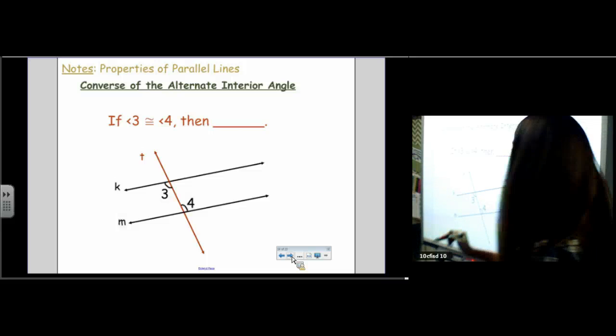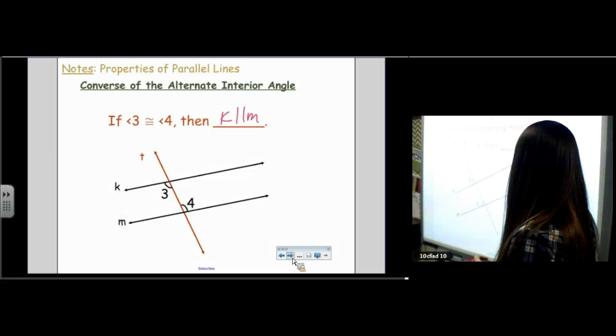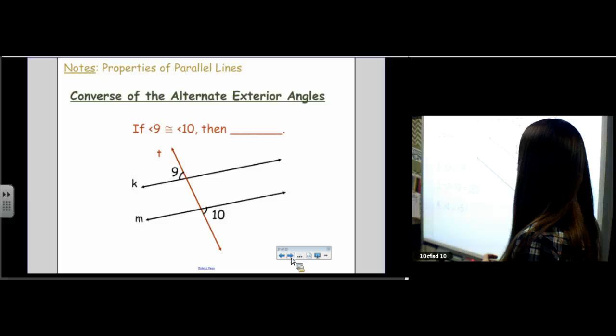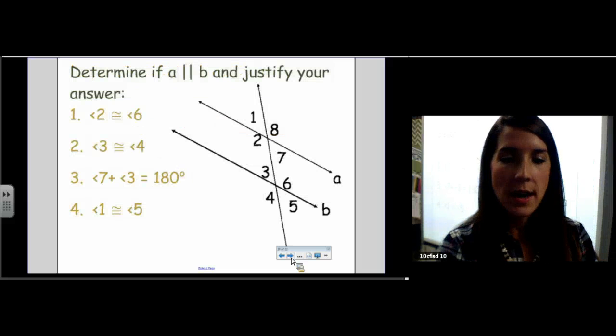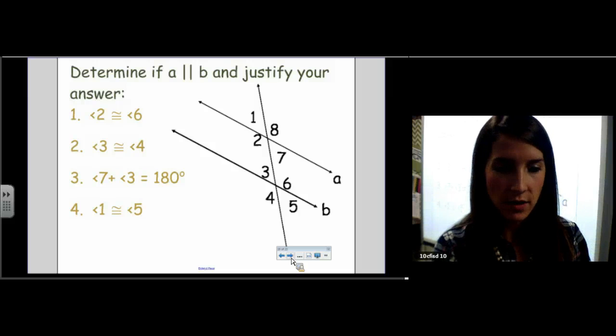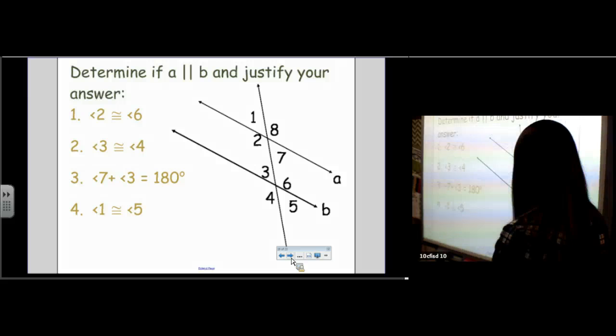If corresponding angles are congruent, then K is parallel to M. I would just write that in every blank. So I'm not going to go through these because you already know them. Let's try this practice problem. Determine if A is parallel to B and justify your answer. Let's do number 1 together and then I'll let you think about the other ones.